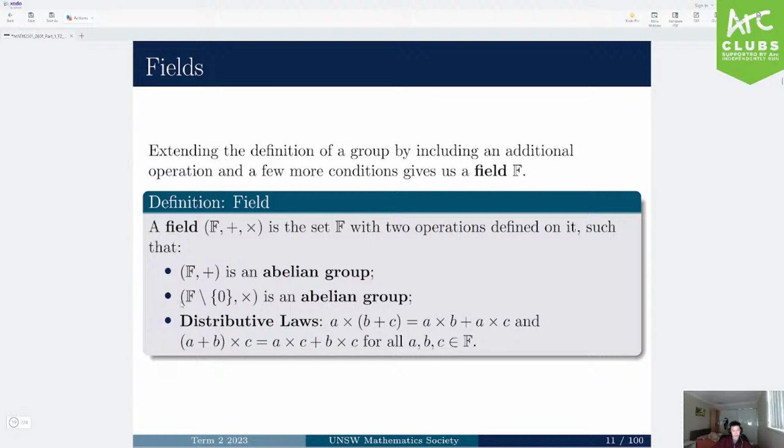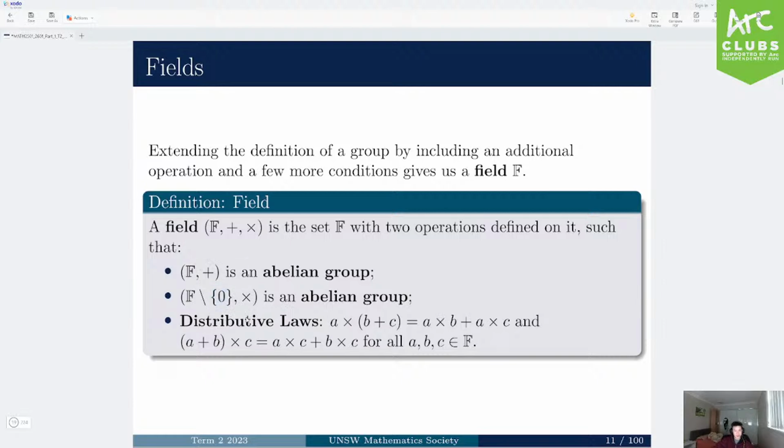Okay. And the second condition is if we take this set F and we exclude 0, and we look at the group where we have multiplication, that is also an abelian group. Now, the reason we exclude 0 is because in multiplication, 0 doesn't have an inverse, because we can't have 1 divided by 0, that doesn't exist. So we have to exclude the 0 in this case.